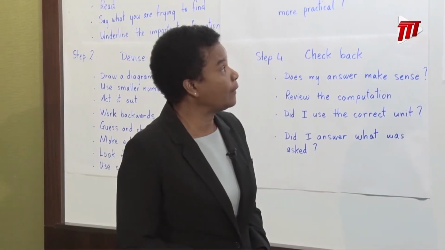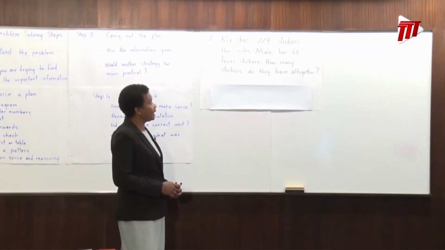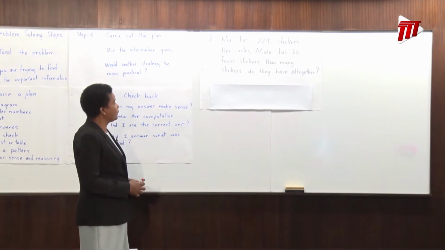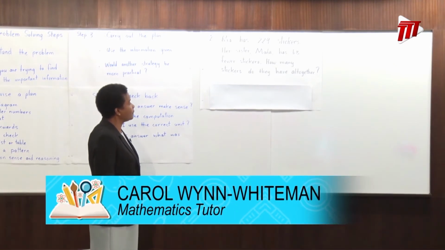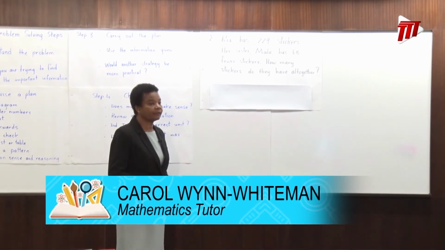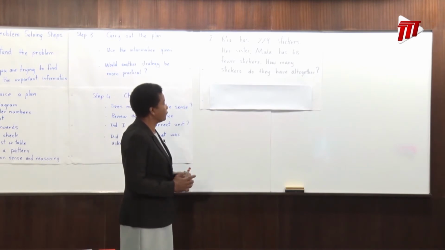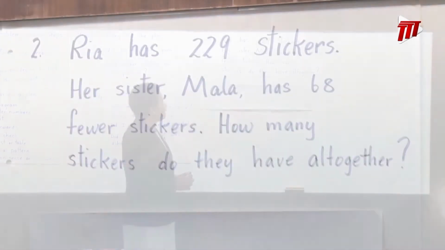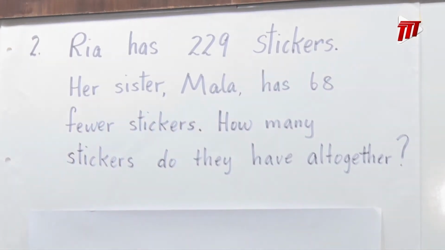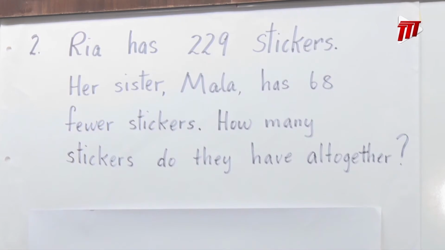So let's look at our second problem. Again, the first step says we have to understand the problem by reading it. So you read aloud at home while I read it here. Rhea has 229 stickers. Her sister, Marla, has 68 fewer stickers. How many stickers do they have all together?